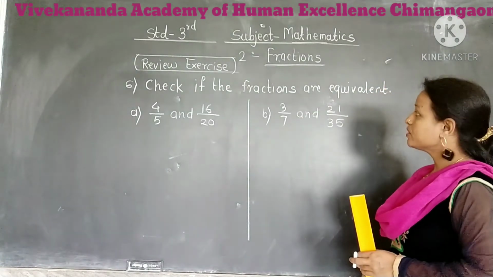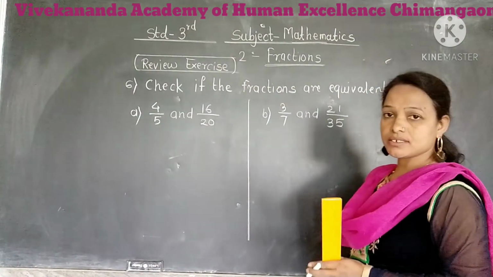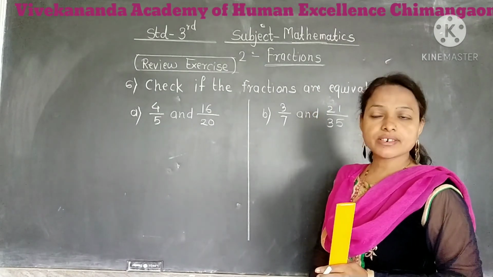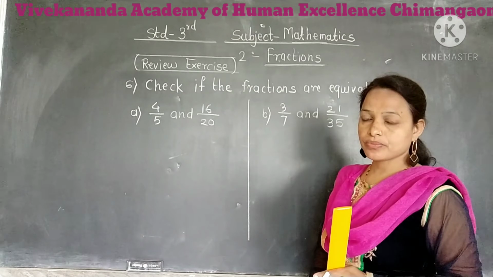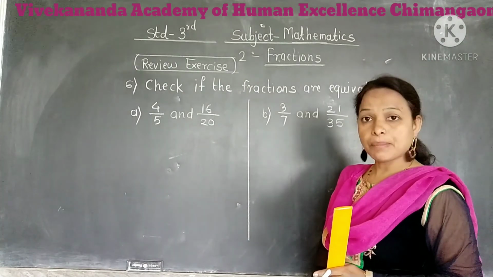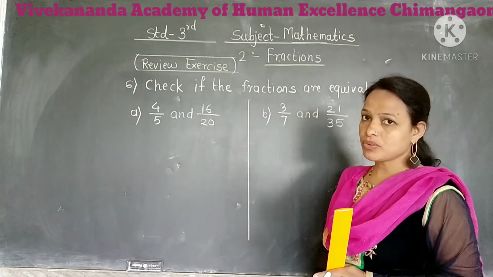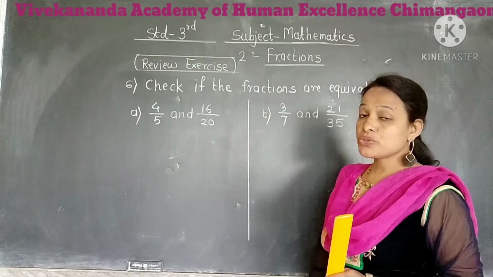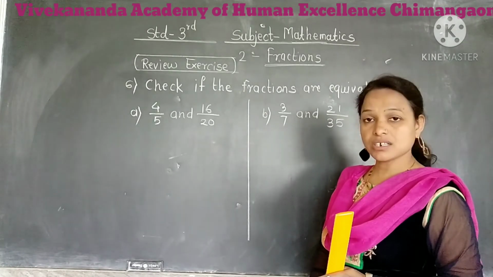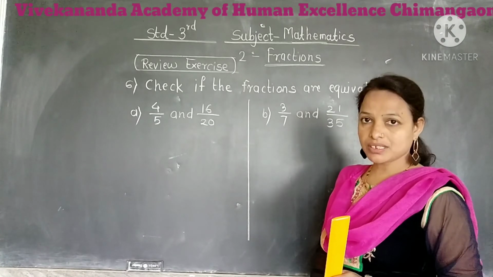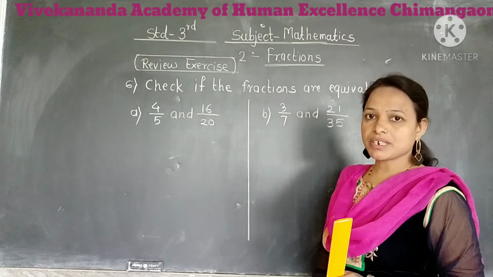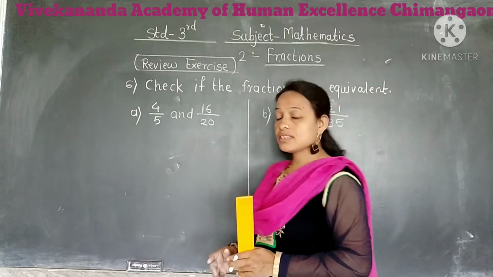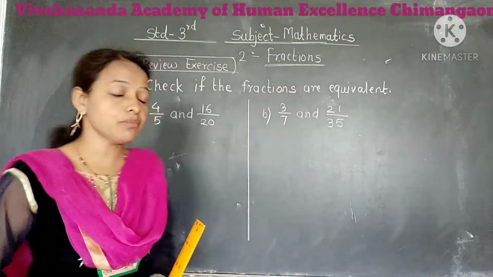Check if the fractions are equivalent. So, how to check it? Whether the given fractions are equivalent or not. We can check by finding the LCM or we can check by the cross multiplication method. From these two methods, we will use the cross multiplication method. What is meant by cross multiplication? Let's solve and see what the cross multiplication method is.